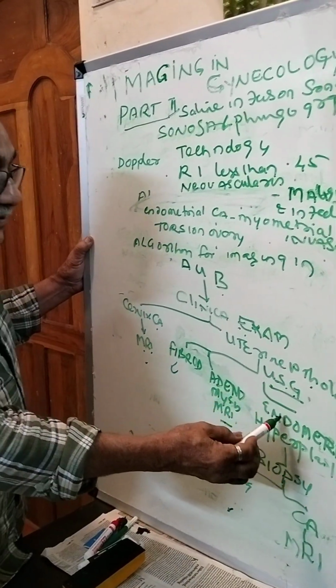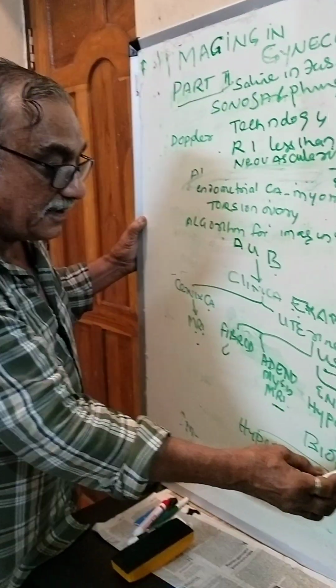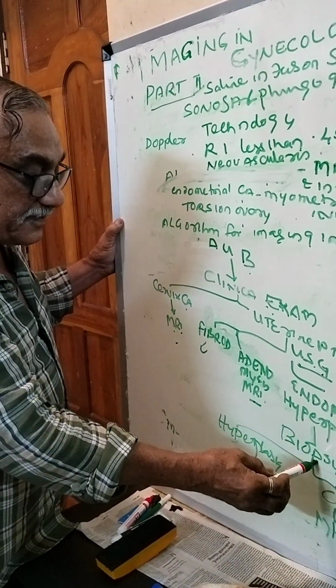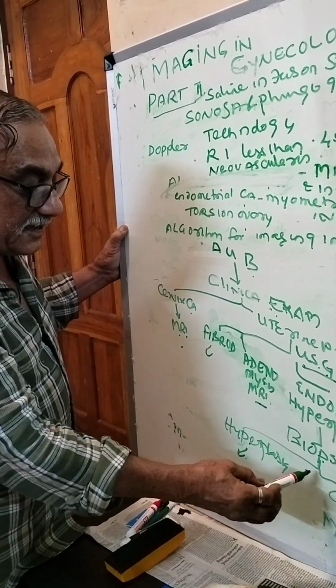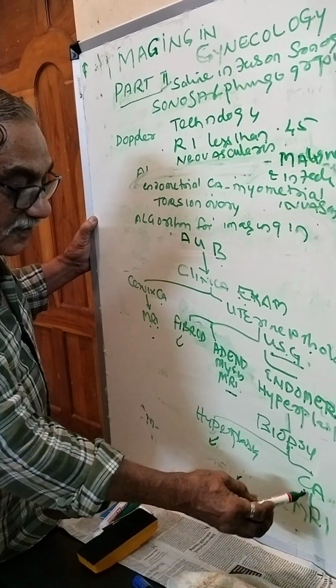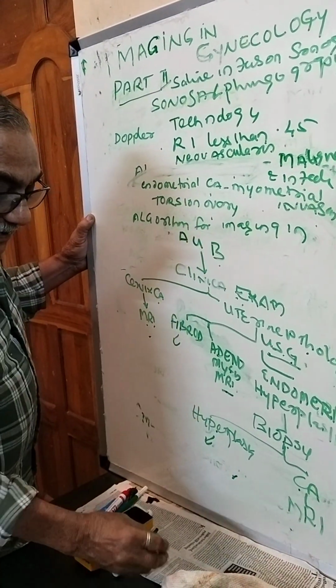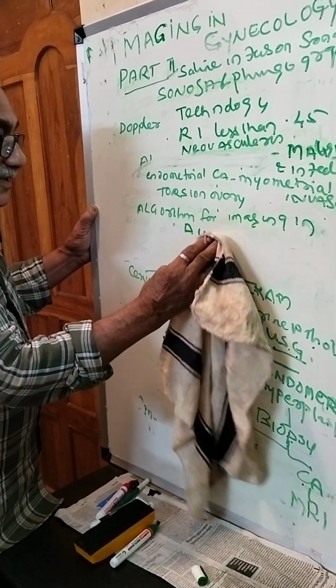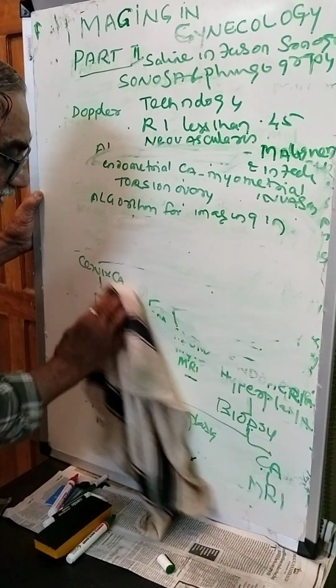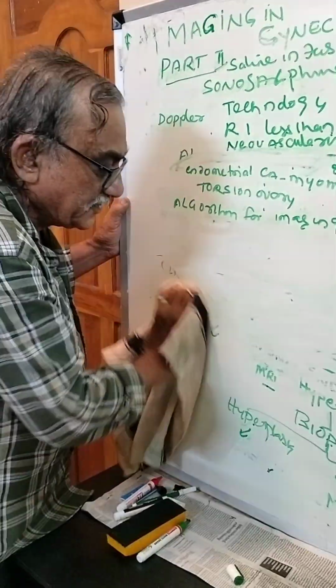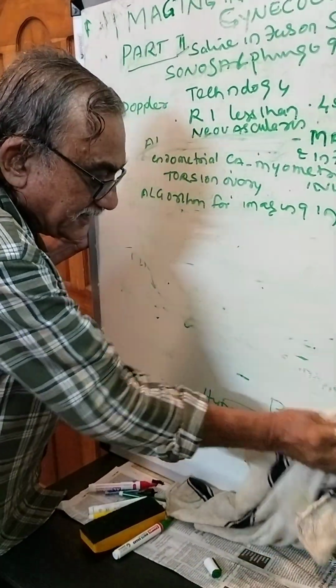Suppose USG shows endometrial hyperplasia, so the indication is biopsy. If it shows hyperplasia only, then treatment is done. If it shows endometrial carcinoma, MRI is to be done. This is the algorithm for imaging in case of abnormal uterine bleeding.